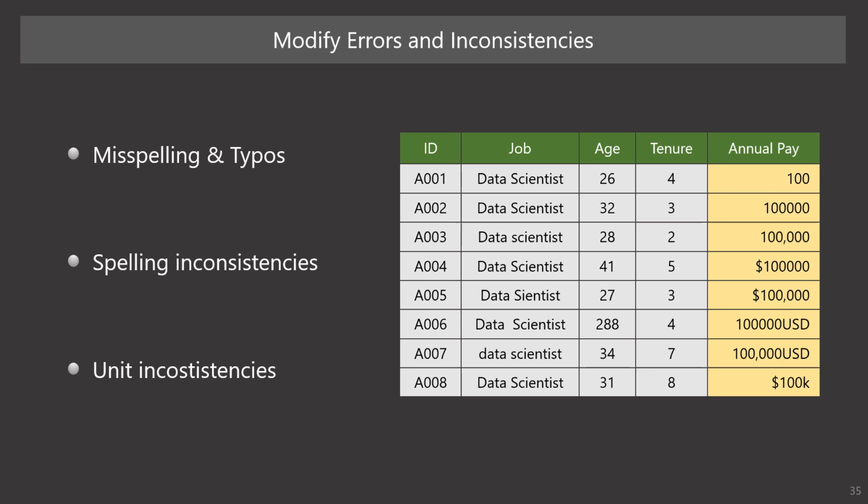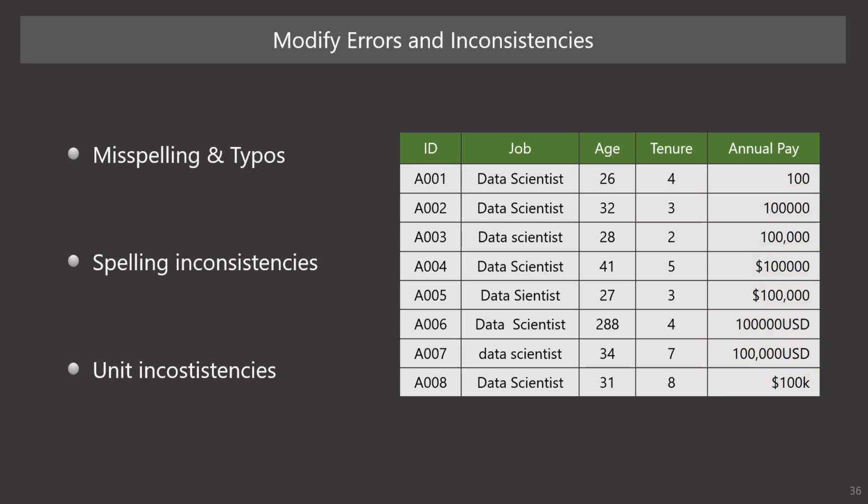Next, let's look at the column named Annual Pay. We can see that in all the observations, the annual income is $100,000, but computers cannot recognize so because of the unit inconsistencies and spelling inconsistencies.